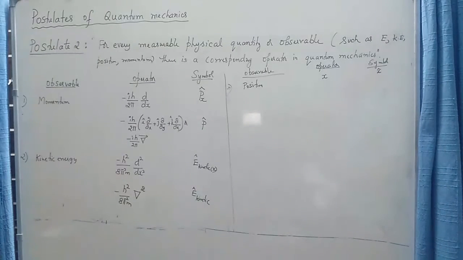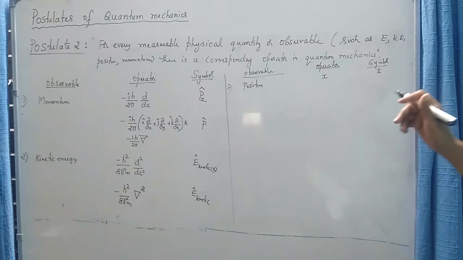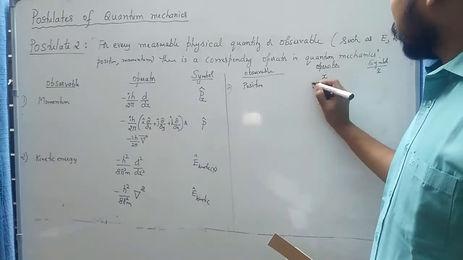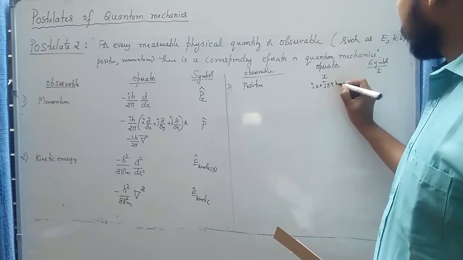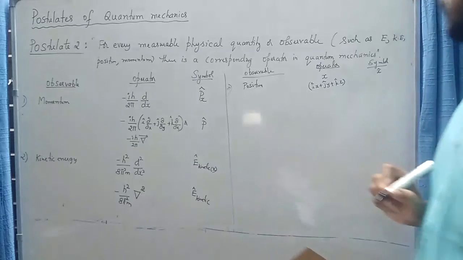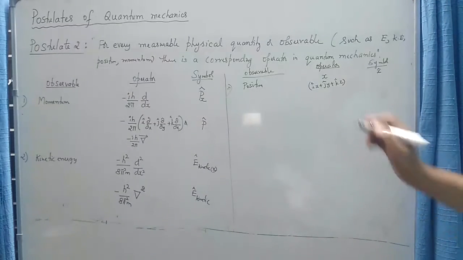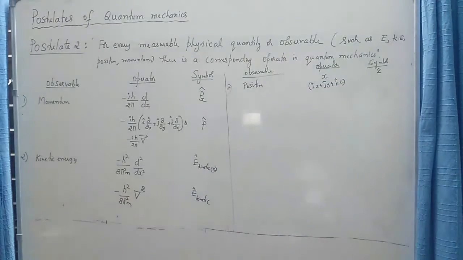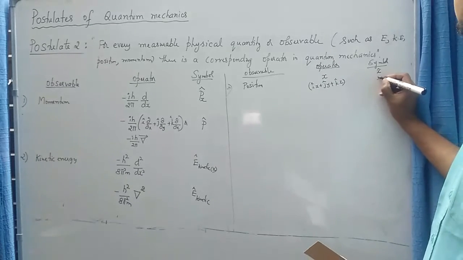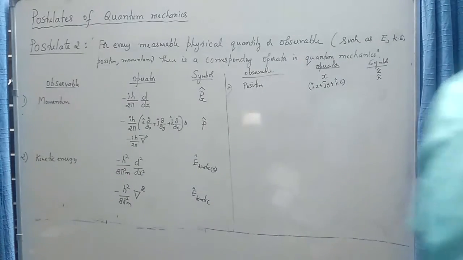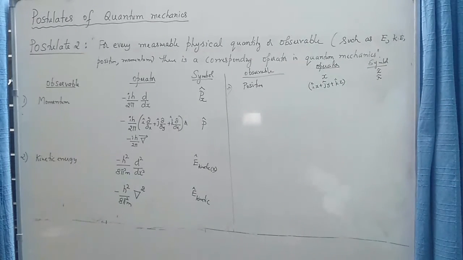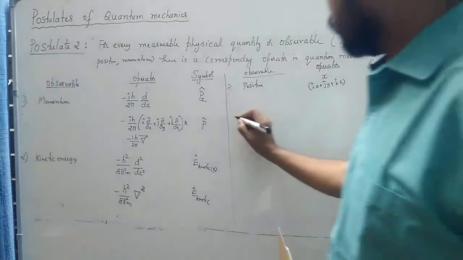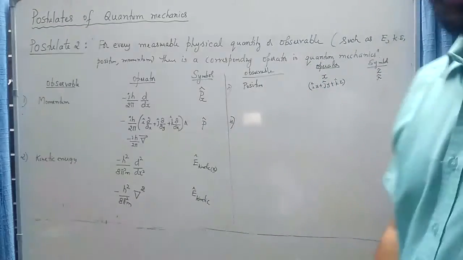If the particle is moving in three dimensions, the corresponding operator will be i into x plus j into y plus k into z, a vector operator representing the position, where i, j, k are the unit vectors along the x-axis, y-axis and z-axis, and this is represented by the symbol r cap. So this is a three-dimensional position operator, whereas the other is a one-dimensional position operator, and they are multiplication operators. And I hope you remember what we mean by a multiplication operator.